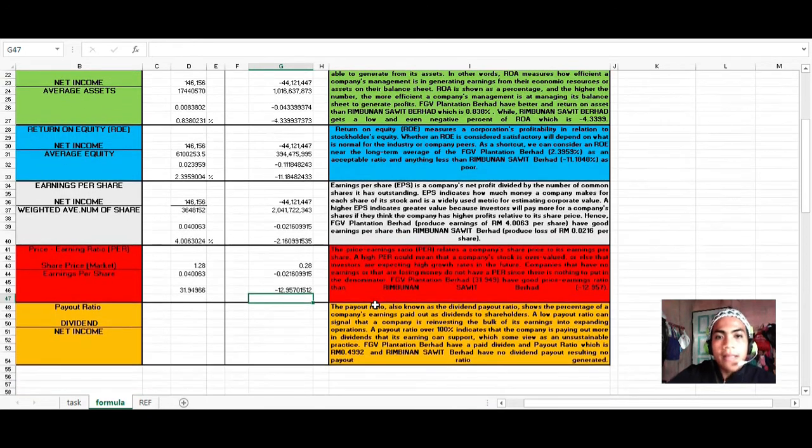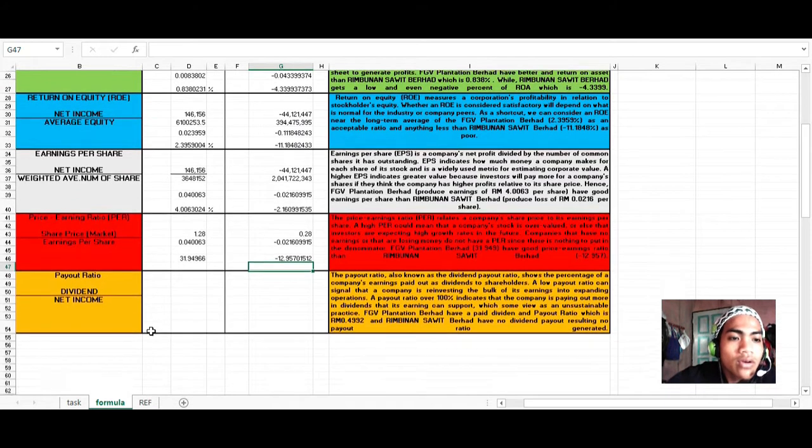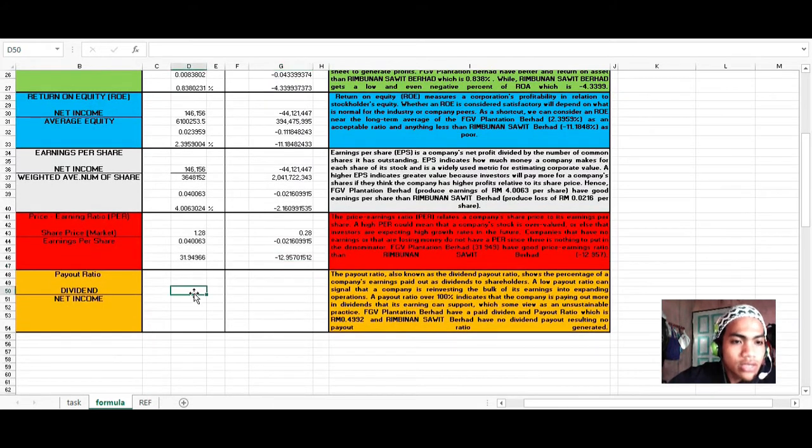So the price earning ratio, PER, relates a company's share price to its earning per share. A high PER means that a company's stock is overvalued, or else that investors are expecting higher growth rates in the future. So we know that FGV Plantation Berhad has 31, a good price earning ratio, while Rimbunan Sawit gets negative 12.